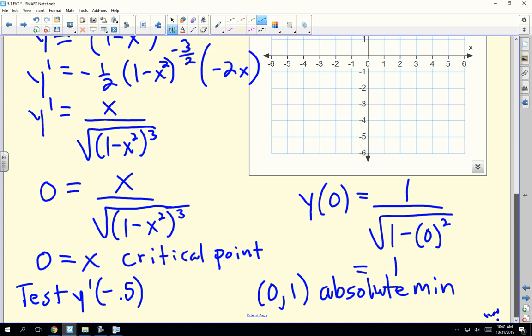So you put negative 0.5 in here. We could probably think about it. That's going to make it positive 0.25, 1 minus 0.25. Cubed, it's positive. Take the square root, it's still positive. 1 divided by a positive is still positive. So it's positive.